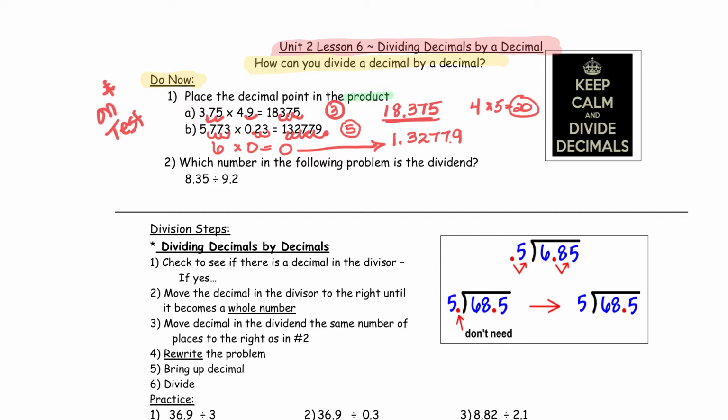Problem number 2 reads, which number in the following problem is the dividend? Well, the dividend, we will see, is the number that is actually being broken up. So in a division problem, it's the first number. On page 62, there is a chart that labels all the parts of a division problem. So the dividend in question number 2 would be 8.32 hundredths.